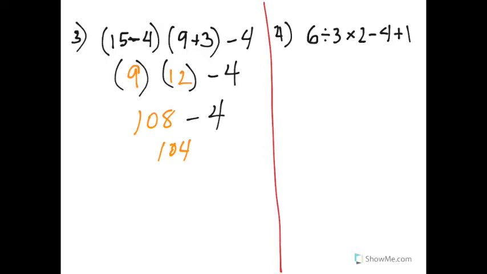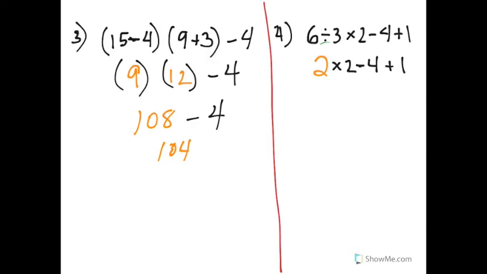We have to be very careful here because order of operations says we'll do multiplication and division before addition and subtraction, but notice that we're going to do the division first, because division comes before subtraction in this particular problem. That's why we do it first. So we'll do 6 divided by 3, which is 2, and we're left with times 2 minus 4 plus 1.